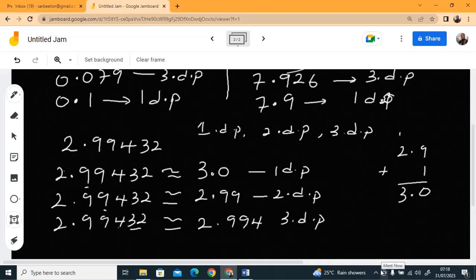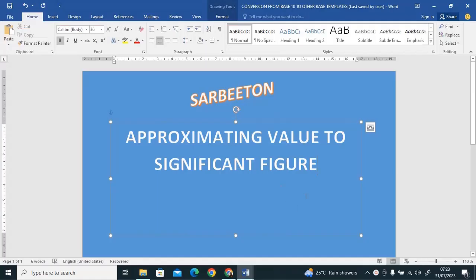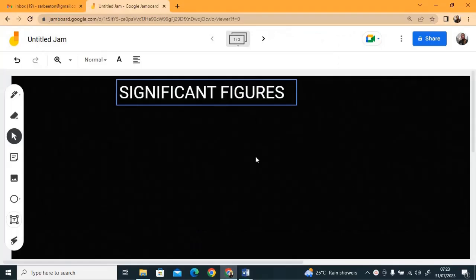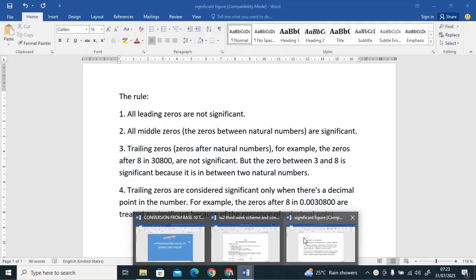Let's move on to significant figure. Look at approximating value to a significant figure. And this is, in fact, one of the most confused parts for students in approximation. But you have to know the rules. There are rules that guide this thing. Then I will bring out a Microsoft Word I prepared for the rules.